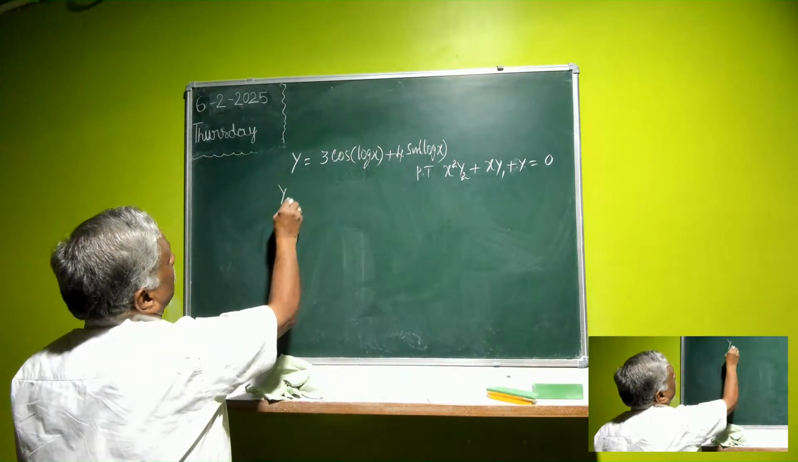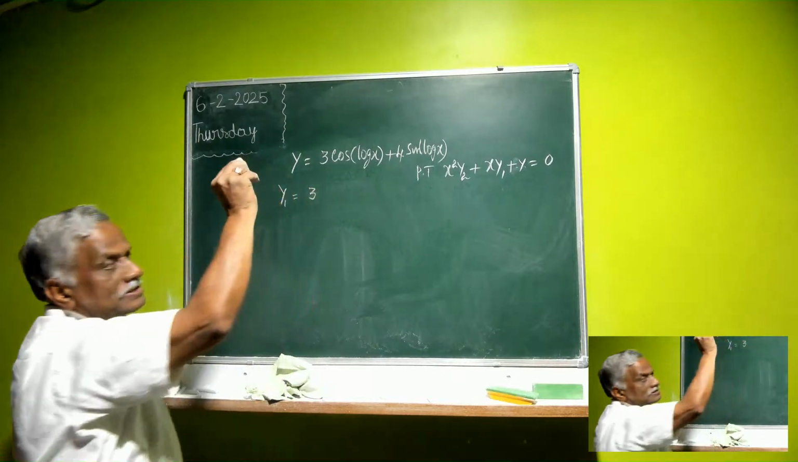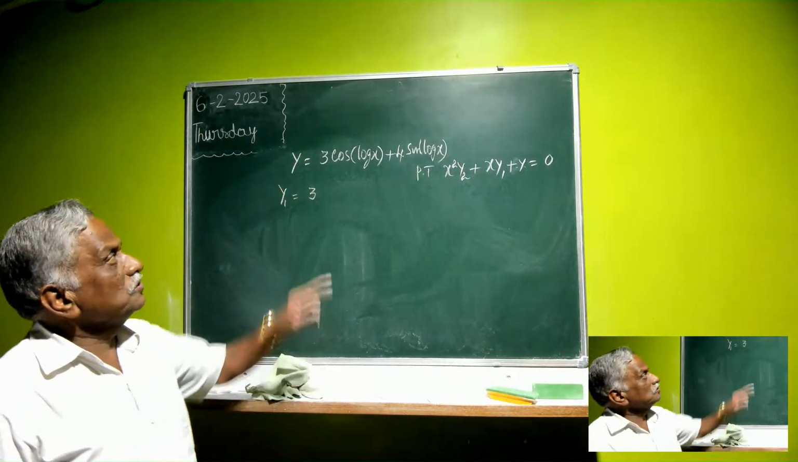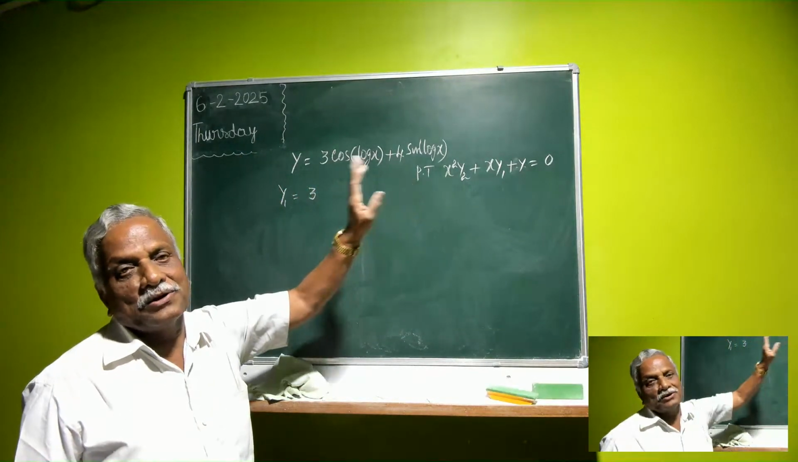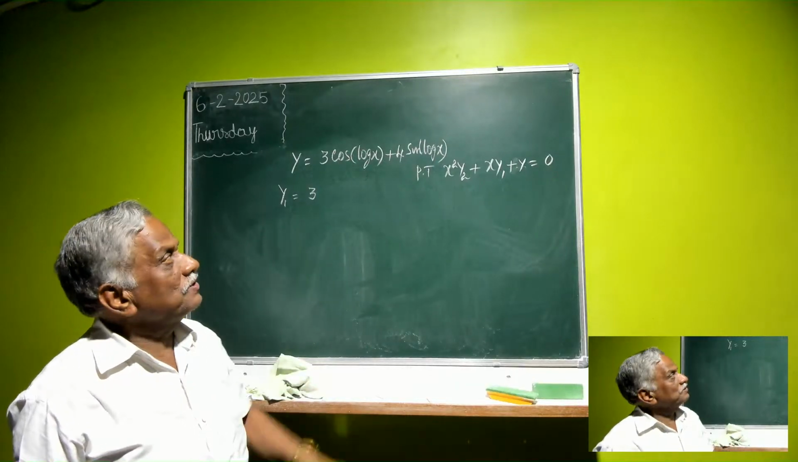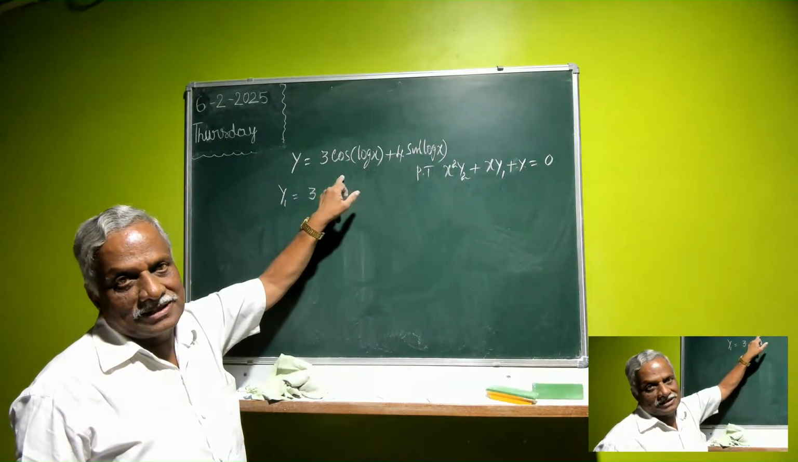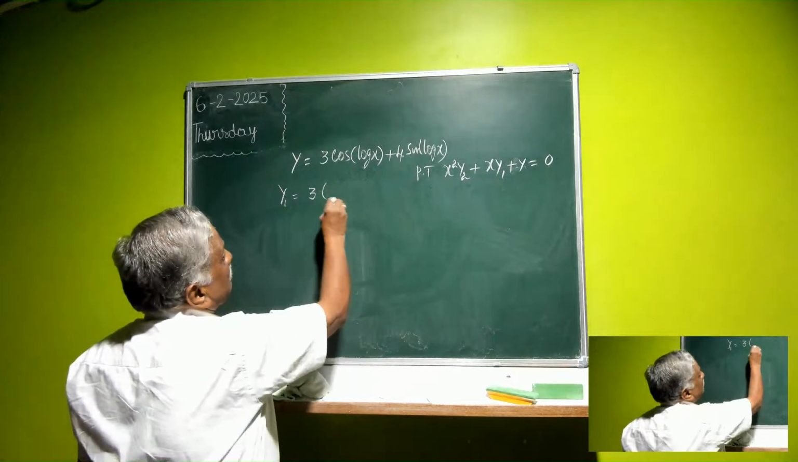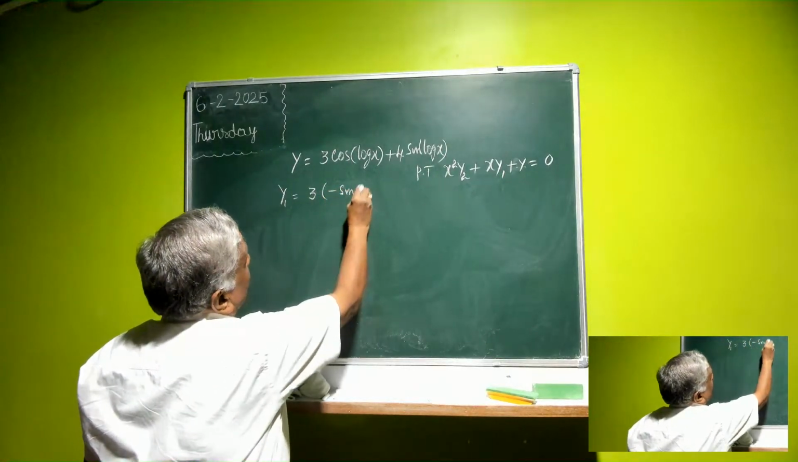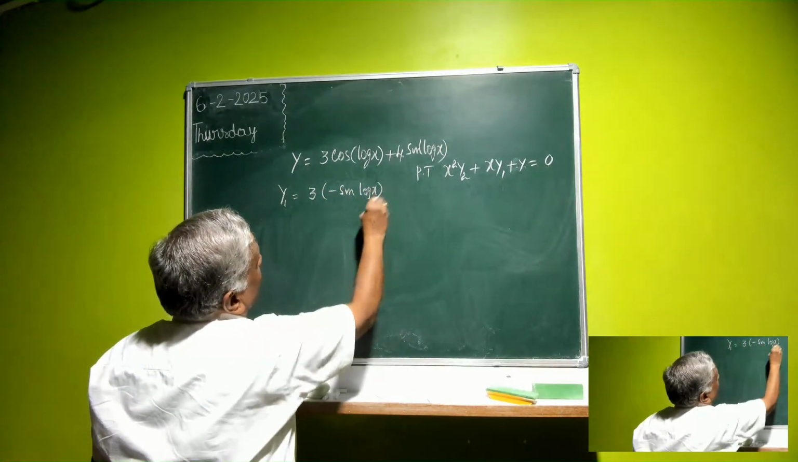y1 is equal to 3, a constant. So you should know that this is a chain rule problem. So first you differentiate cos, then log. So what is the differentiation of cos? Minus sign, whatever is there you write.